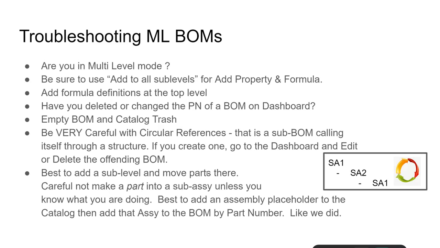So here's a couple of things I'd like you to keep in mind when you're troubleshooting, especially in multi-level BOM. First of all, am I in multi-level? If I'm not seeing the plus signs and I'm expecting to, make sure I'm in multi-level. When I'm adding a formula and I'm working in multi-level, be sure to use the option Add to All Sublevels. There's another webinar on properties and formulas that I'll put in the references that gives some more details there. And you saw me make this mistake. When I'm adding a formula in multi-level, be sure that I add it at the top level. That way it can propagate down through all those individual BOMs.